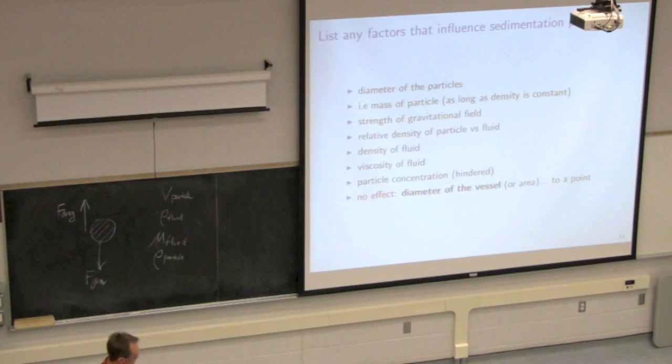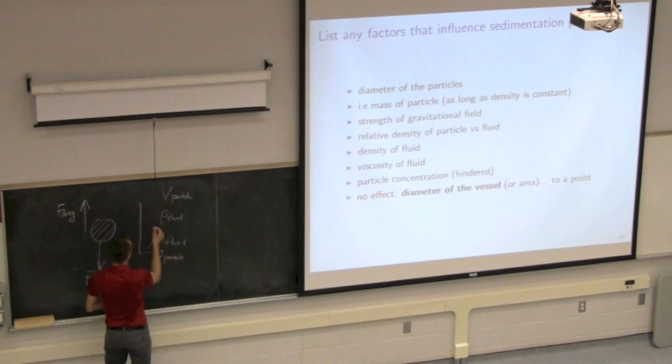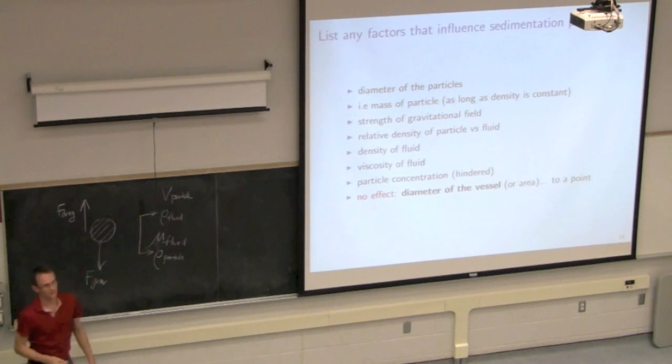So here are some other things: the strength of the gravitational field as well. If we were doing this on another planet, or in an environment where we could influence the gravitational field, that will definitely be a factor. The relative density of the particle versus the fluid, so we've got both of those up here. But what we'll see in a minute is that it's actually the difference between the particle density and the fluid density, that delta density, that's going to influence the settling rate.